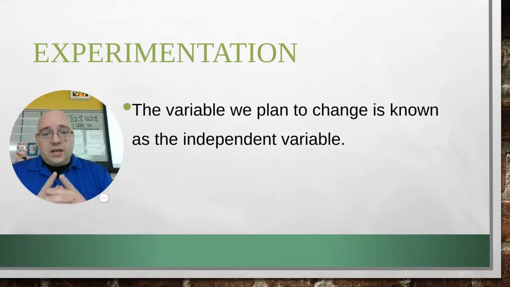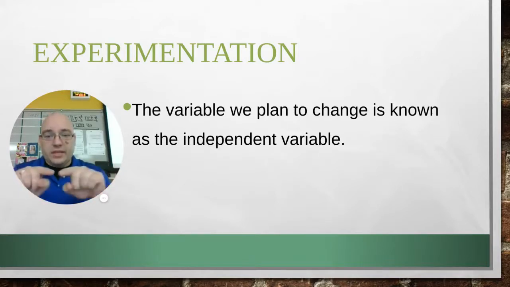Anyway, the variable we plan to change is known as the independent variable. So in my example, what was I changing? I was changing the route that I take to school. So that is my independent variable. It is not dependent on any other variable. It is independent of the other variables. So I'm going to change that variable. So the independent variable is the variable that we change. And typically when we graph our results, we'll get into this later, when we graph our results, the independent variable is going to go on the x-axis of your graph.